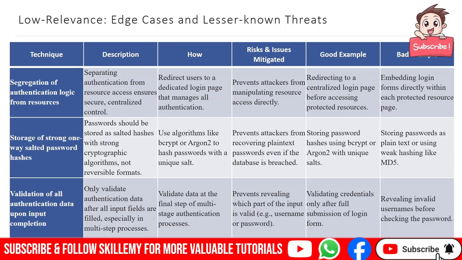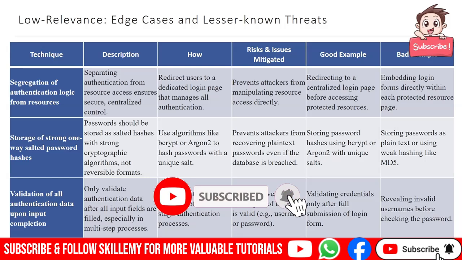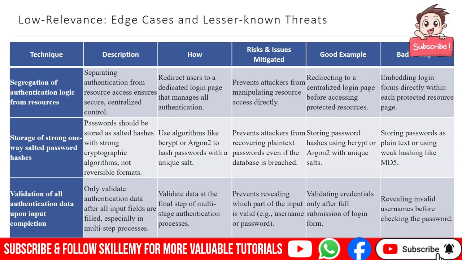First, we have the segregation of authentication logic from the requested resource. By separating authentication from the resources users are trying to access, we create a centralized and consistent authentication process. This segregation ensures that attackers cannot bypass authentication by directly interacting with the protected resource. For example, users are redirected to a secure login page rather than having login forms embedded within individual resource pages. This approach centralizes control over authentication, reducing vulnerabilities and simplifying the management of access across different parts of the system.